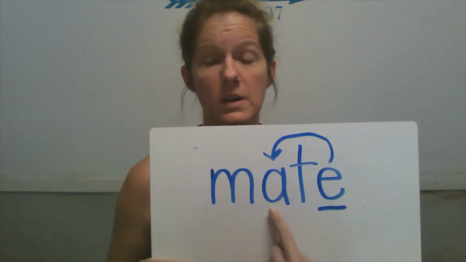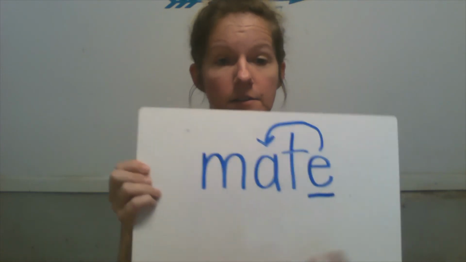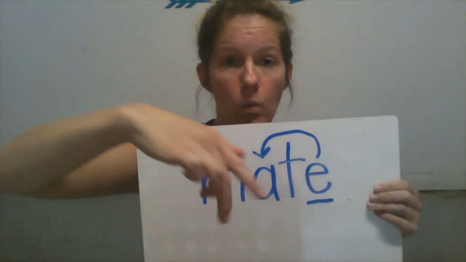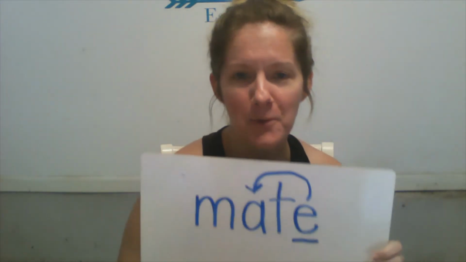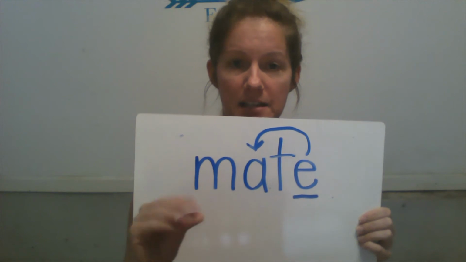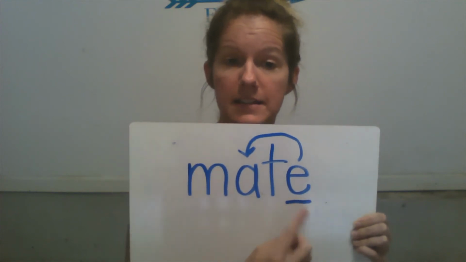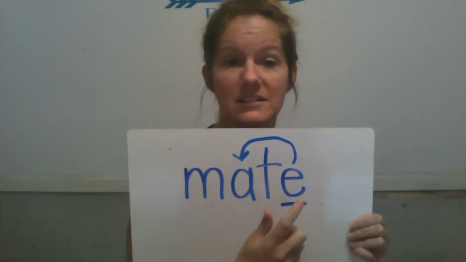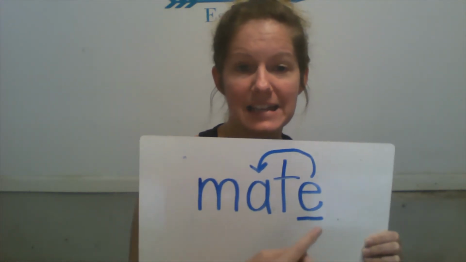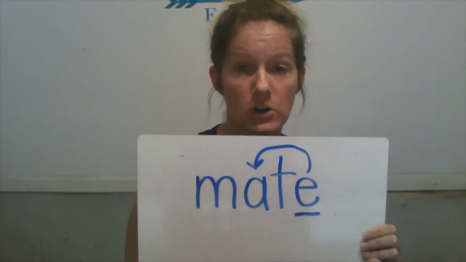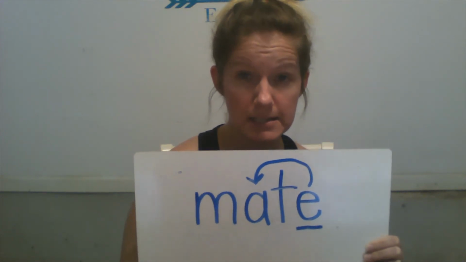When you have a helper E, I always say for vowels, the first one does the talking, the second one does the walking. So the second vowel doesn't say anything at all. He is silent. He is a silent E. He's just a helper for that first vowel. Does that make sense? I know, it's hard not being right in front of you.